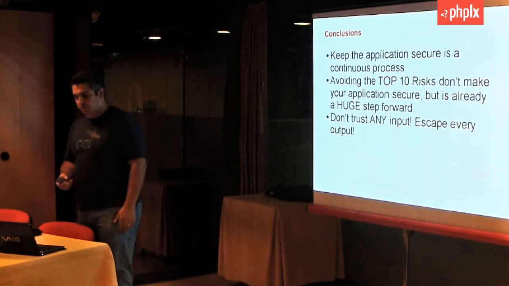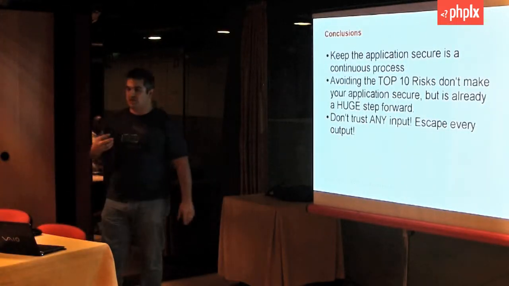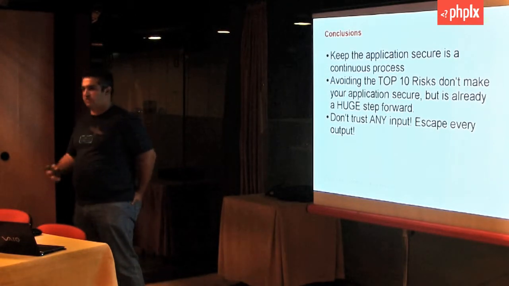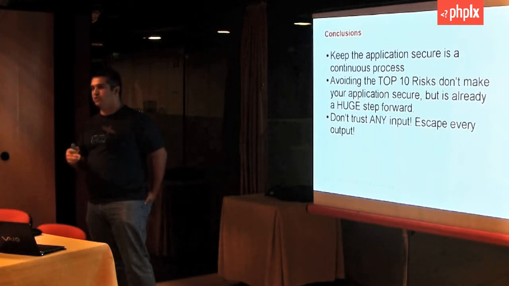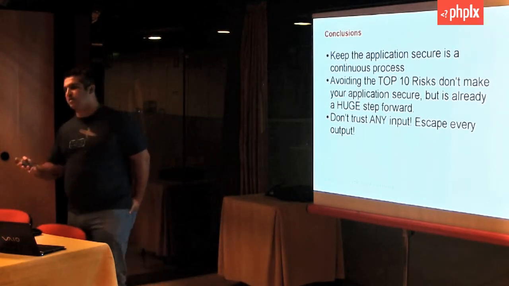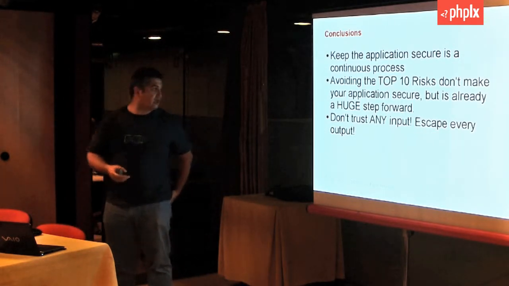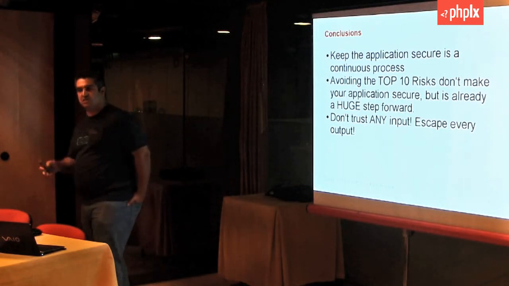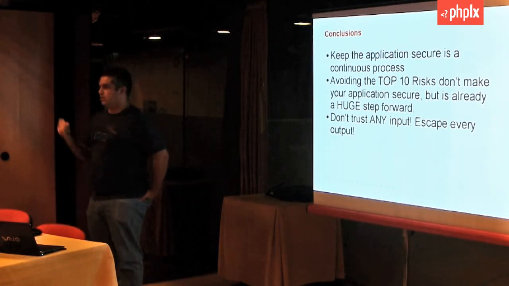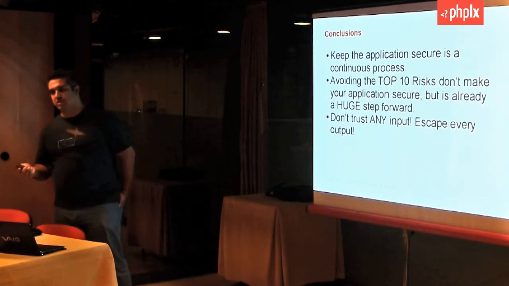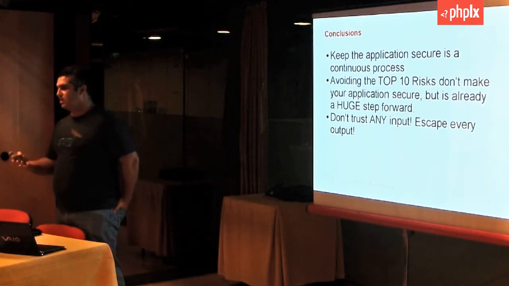And my conclusions and the points that I want to share with you: keeping applications secure is not one shot, where it's everything okay and you go to the next. It's something that needs to be done over time. Avoiding the top 10 risks doesn't make your application secure, but it's a huge step forward, because if you don't have those top 10 security flaws, it will make the job of whatever attacker you've got on your website a lot harder. And don't trust any inputs from any system, and mainly you have to escape your output, because if someone owns your user's web page, the web page the user is seeing, he can do everything with the page, including changing all your website, or at least it looks like it has been changed.